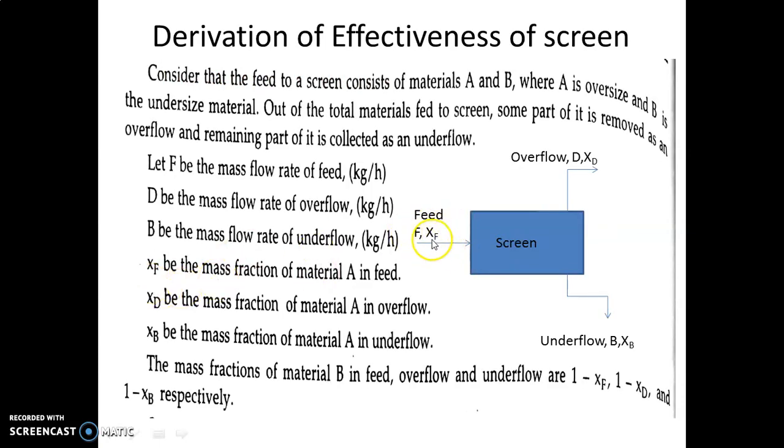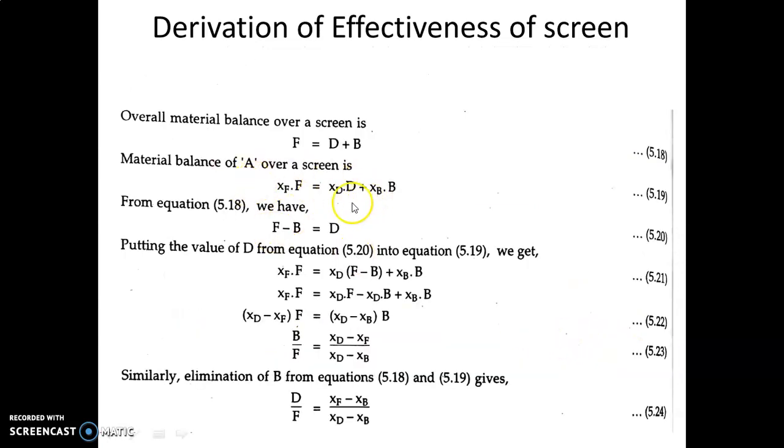So we know that XF material is present in the feed, XD material is present in the overflow, and XB material is present in the underflow. So this is overflow material, and that material is called A. Here the material balance for that material is XF into F is equal to XD into D plus XB into B. This is equation number 5.19.